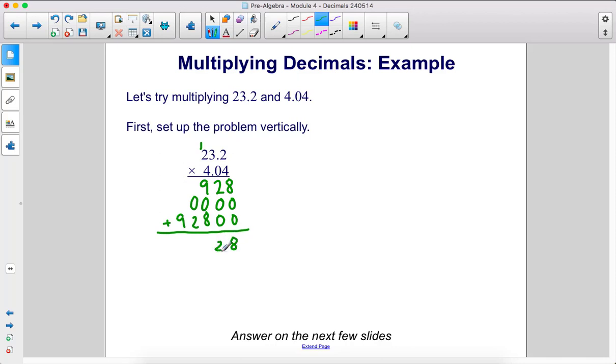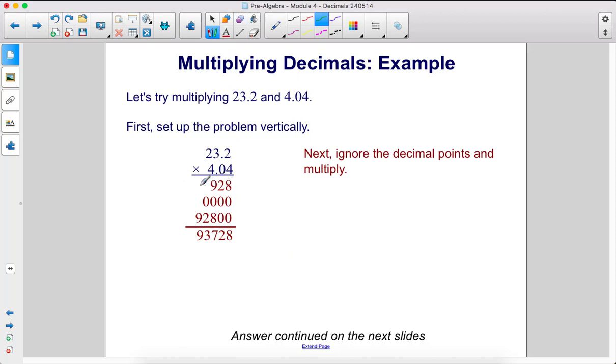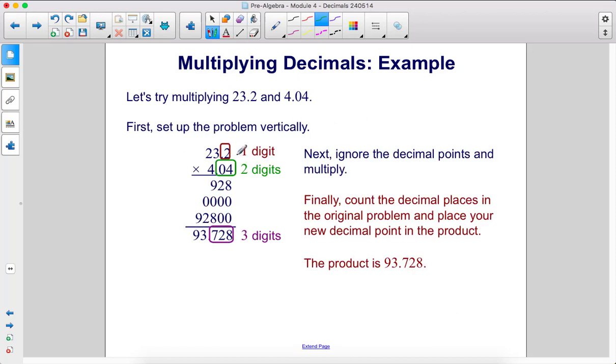8, 2. That's 17. Carry the 1, 3, 9. There's 1, 2, 3 numbers to the right of the decimal points. So we put the decimal here. The answer is 93.728. All right, so here you can see they did the multiplication and they added all the numbers together, ignoring the decimal points. Finally, count the decimal places in the original problem and place your new decimal point in the product. So you can see that the answer is 93.728.